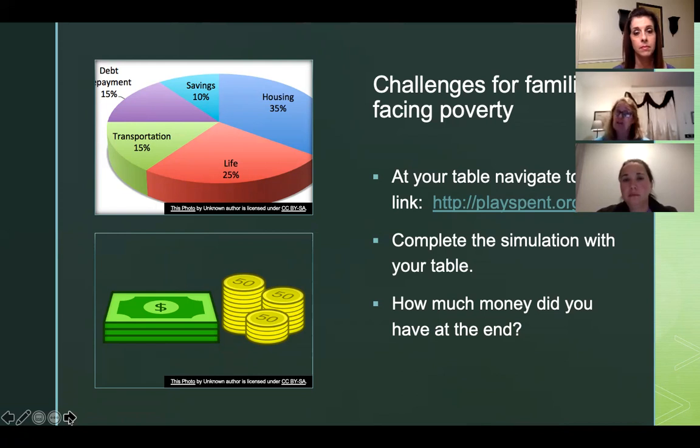Should you call in sick and take a job strike or possibly lose your job, or send your child to school sick? All of this is overlaid with the question of how much money they have in their budget and how much they have at the end of the month. So the simulation will give you a feel for the decisions that are made, perhaps even on a daily basis, by families facing poverty.